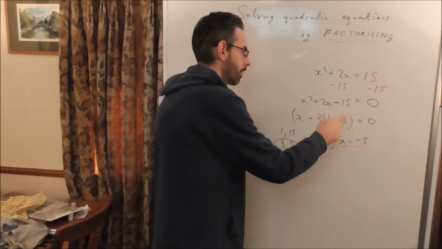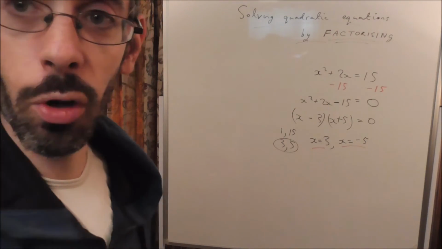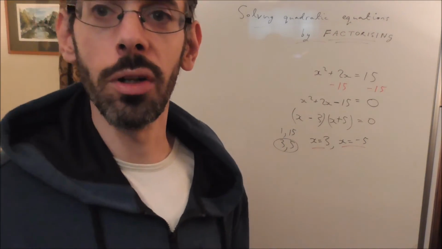Minus 8 times 0 is also 0. So as long as you choose an x value that makes one of the brackets 0, you've found a solution basically, because anything times 0 is 0.